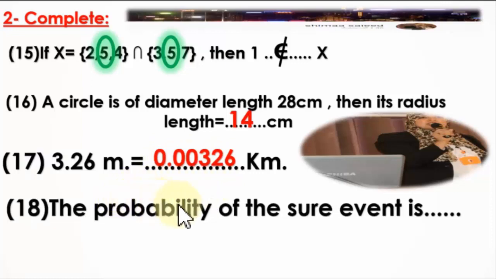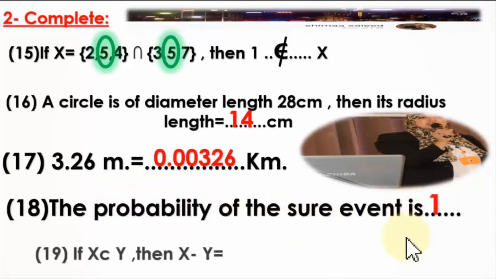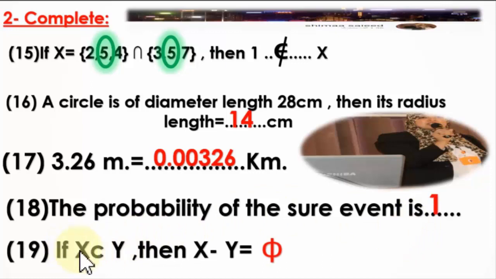The probability of the sure event, which is the certain event, is 1. If x is a subset of y, then x difference y equals 5.